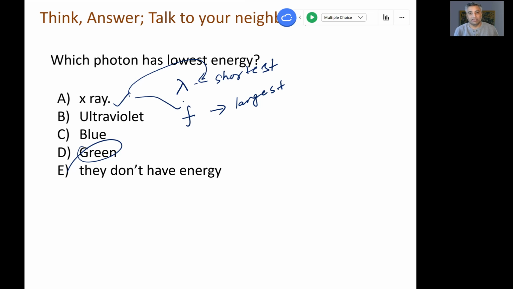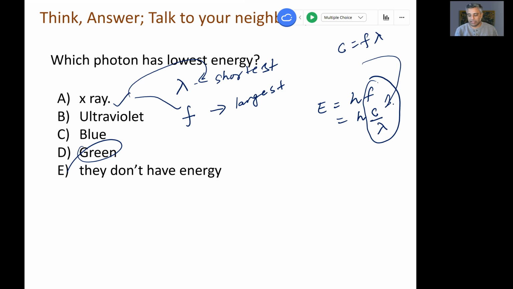So if you chose A, probably you were thinking in terms of wavelength. But remember, the energy is h times f. Yes, we can write this in terms of wavelength as well, because remember, the speed is frequency times wavelength. So we can write that. So they are inversely related.